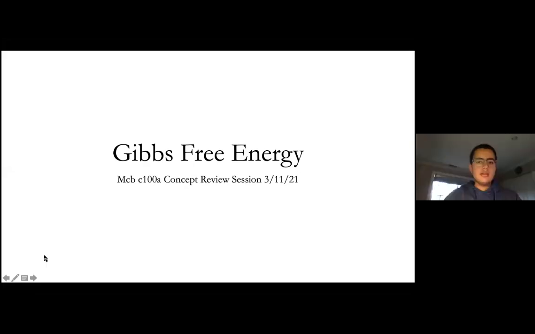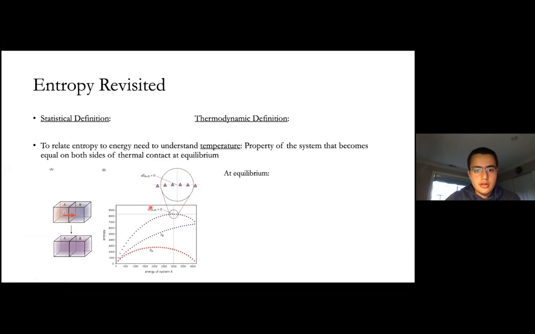All right, so for the last presentation of today, I'll be going over Gibbs free energy. It's a pretty nice concept because it brings together everything you have learned about entropy, energy, and temperature. And it's a pretty useful parameter when deciding whether a reaction will be favorable or not. So let's get started. To understand Gibbs free energy, we have to revisit entropy.